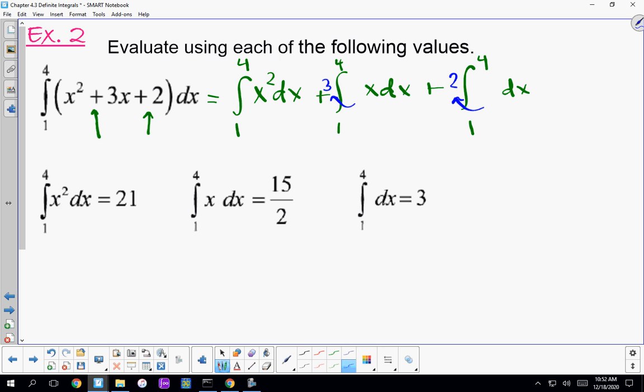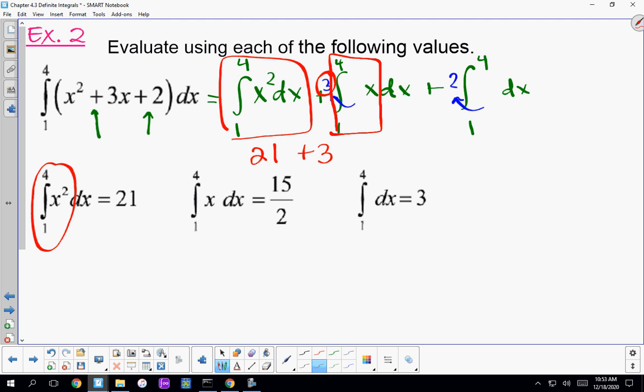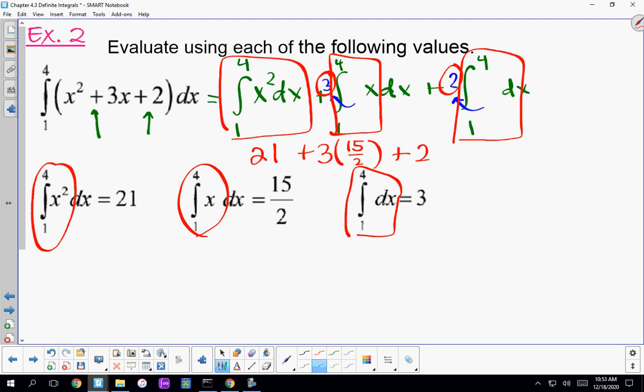And now, since I know specific values, I'm just plugging them in. So I know the area of x squared from 1 to 4. I know this piece is 21. Here, my 3 can drop down, and then I know the integral of x from 1 to 4 is 15 over 2. So we're literally just plugging these in. And then here, again, my 2 can drop down, and it gets multiplied by whatever the integral from 1 to 4 is. And that's going to be 3. If I evaluate that, I get the exact value for the area under this curve.